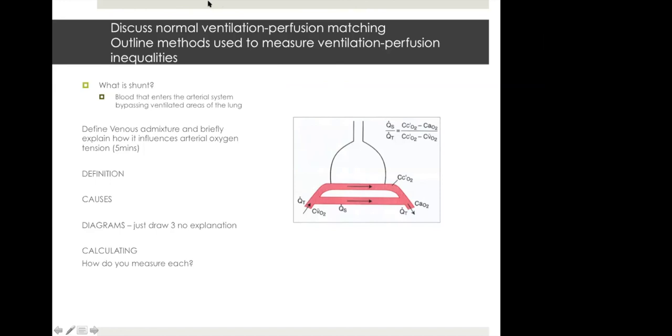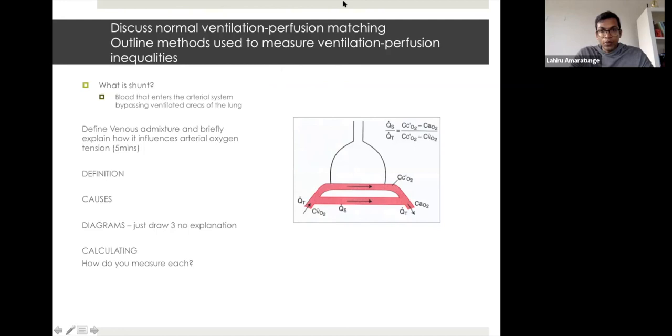Beautiful. And again, one of the examiners was really fond of asking, how do we get these results? So what do you reckon? How do I plug values into content of end capillary O2, content arterial O2, content mixed venous O2? Where would I get those values from and how could I do this?